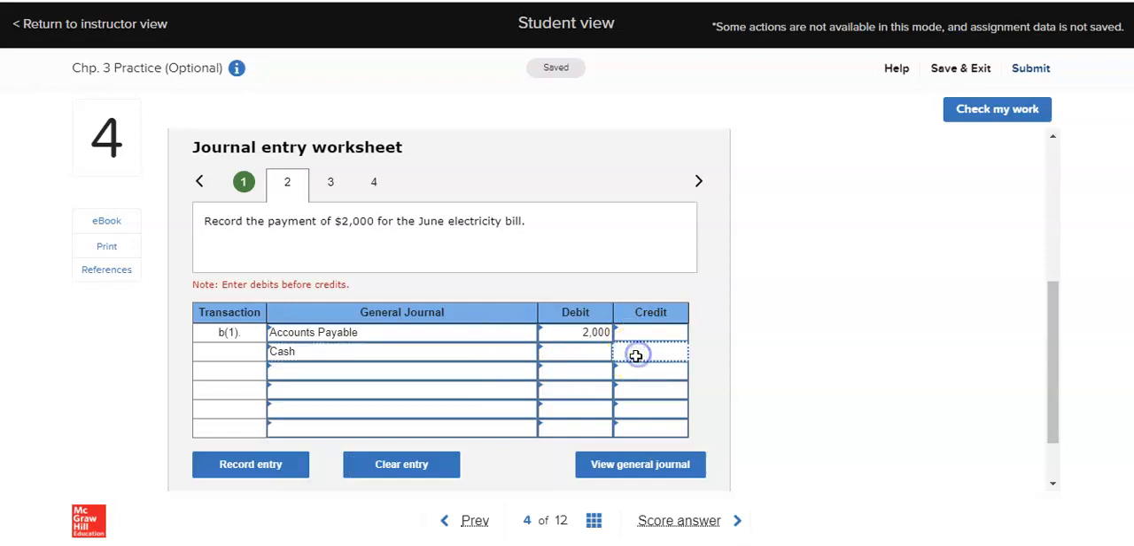Assets are on the left side of the accounting equation. We increase by left-siding or debiting. When we want to do the opposite, to decrease cash, we'll credit.